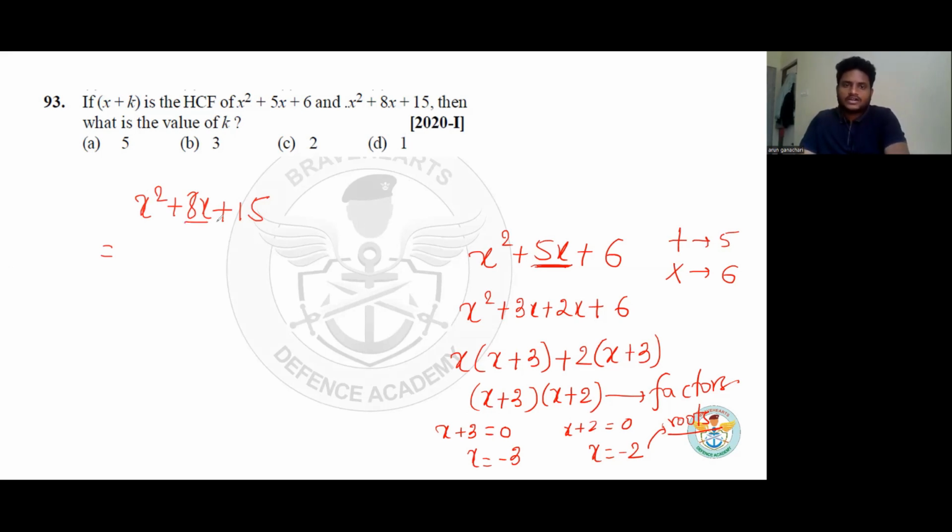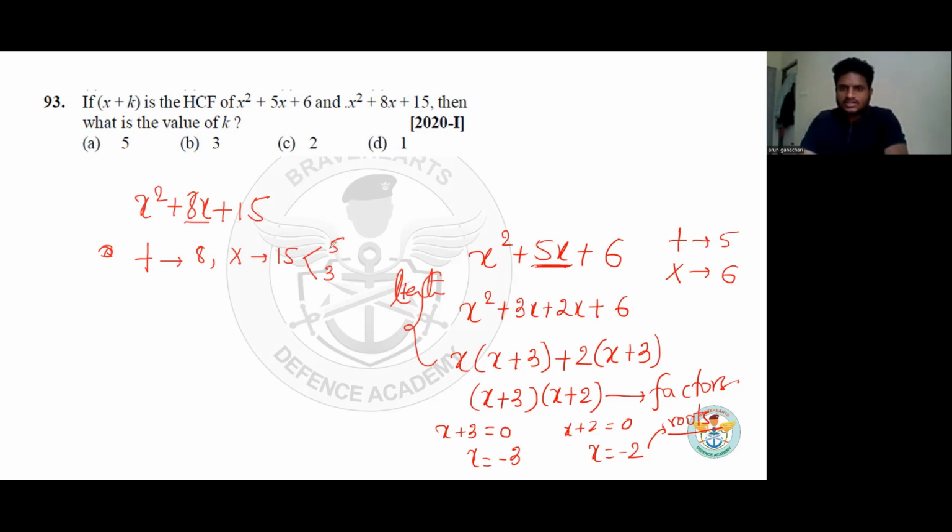Now, if I wanted these factors and roots, this is one way, but this is a very lengthy way. Your exam will not allow you to solve it like this. How to do it directly? See here. On addition, I should get 8. On multiplication, I should get 15. So my numbers are 5 and 3. Yes or no? 5 times 3 is 15. So what can I do?